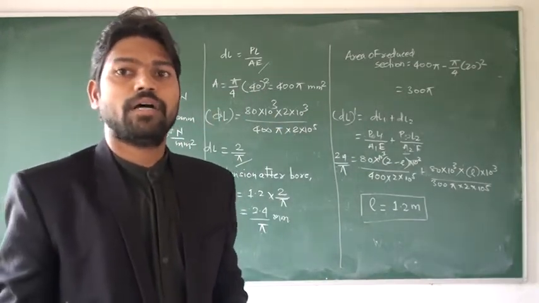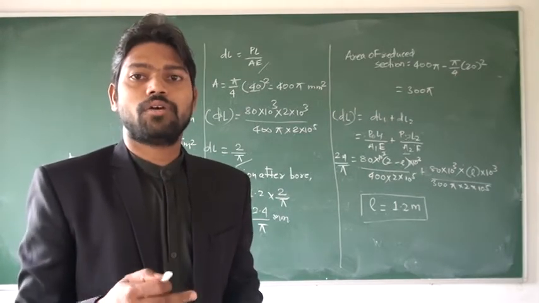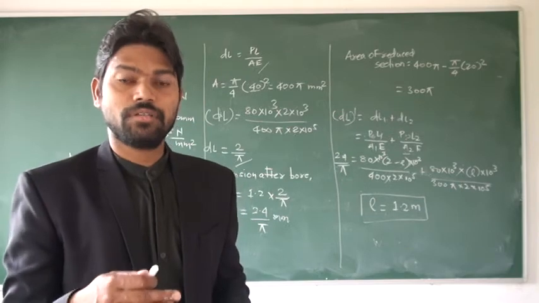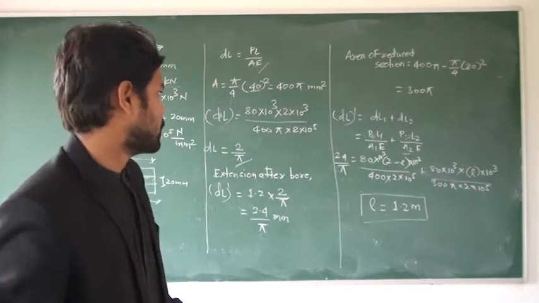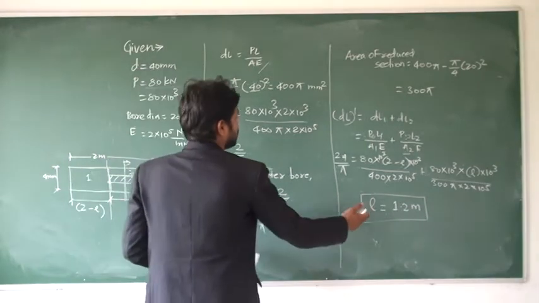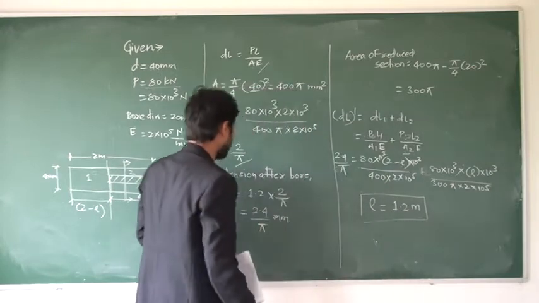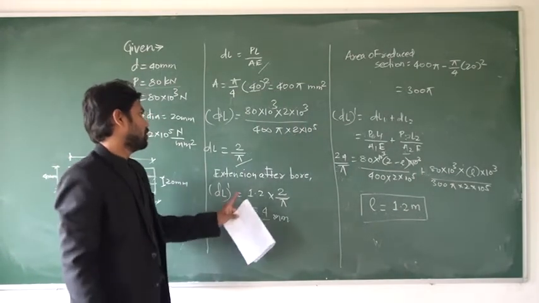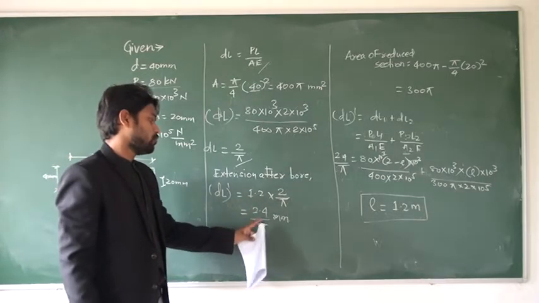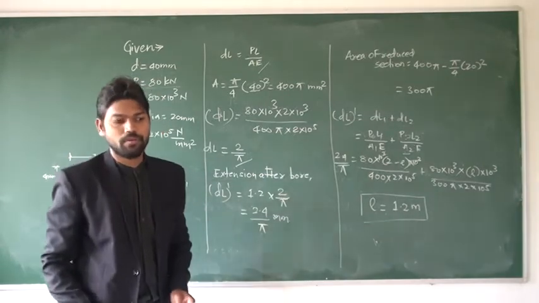To what length a central bore can be inserted across the solid bar so that the extension in the rod will increase by 20%? So if you put a central hole up to a length of 1.2 meter, the extension will be increased by 20%, that is 2.4 pi. Okay, so this is the solution of one numerical.